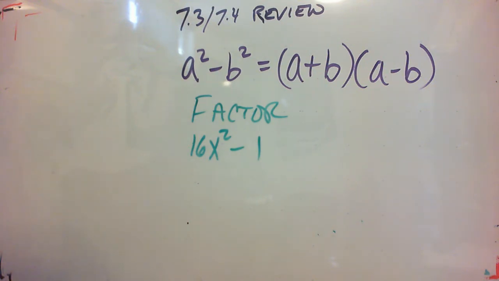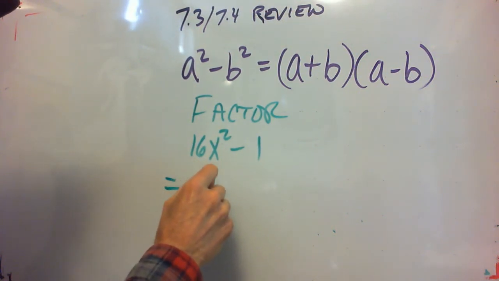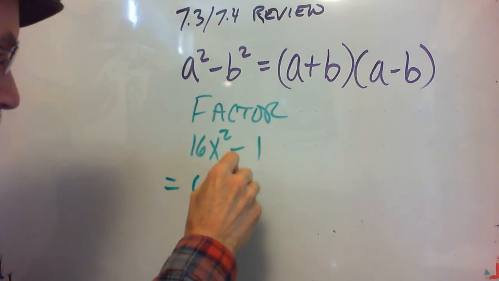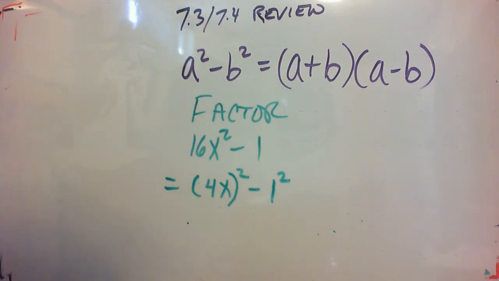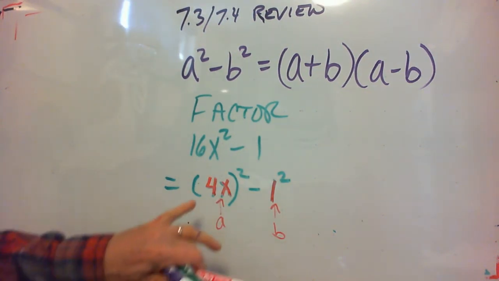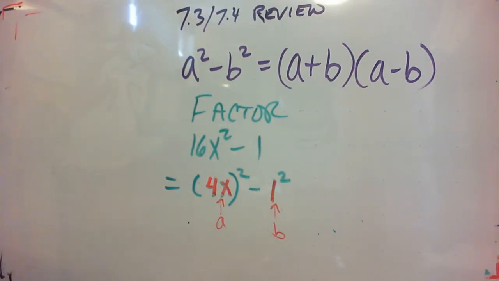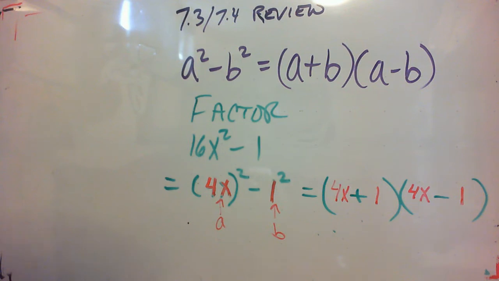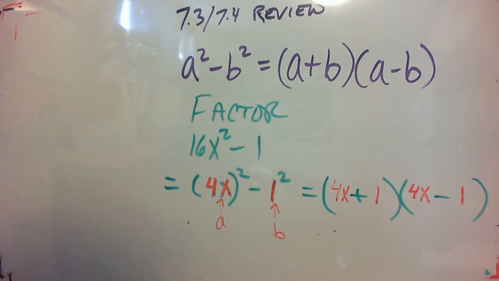Okay, let's look at factoring 16x squared minus 1. The first thing to do when you're factoring difference of squares is to rewrite or at least rethink this as the two squared quantities. 16x squared is 4x quantity squared, and 1 is actually 1 squared. So here our a is 4x, that's what's being squared, and our b is 1. So we just replace a and b with 4x and 1. So our factorization is 4x plus 1, 4x minus 1.